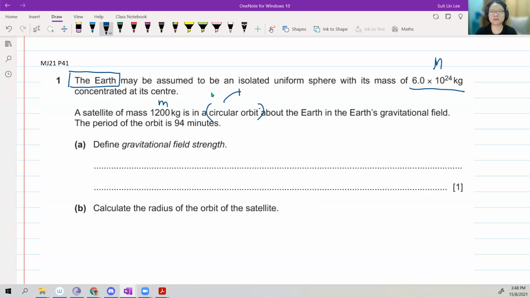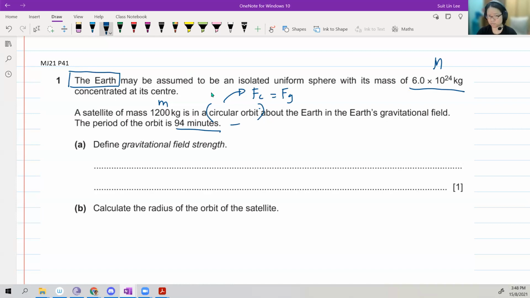Immediately, all these are clues to prime your brain to think about information that you have already studied. In an essay question, if I'm writing it, I will give very little prompts. That means you have to prompt yourself. That's the difficulty of an essay question. But anyway, you're given a circular orbit, so you know somewhere along the line you may or may not need to use this, probably yes. The period of the orbit is 94 minutes.